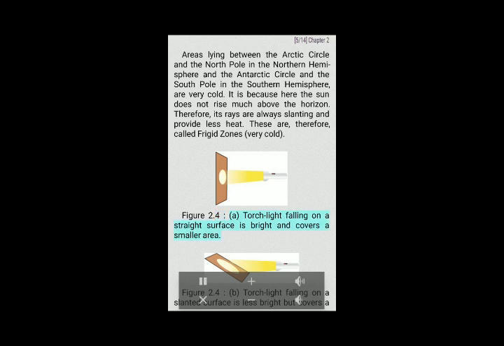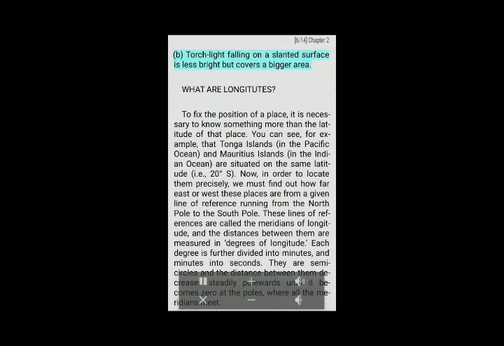Figure 2.4.A. A torchlight falling on a straight surface is bright and covers a smaller area. Figure 2.4.B. Torchlight falling on a slanted surface covers a larger area and is less bright.